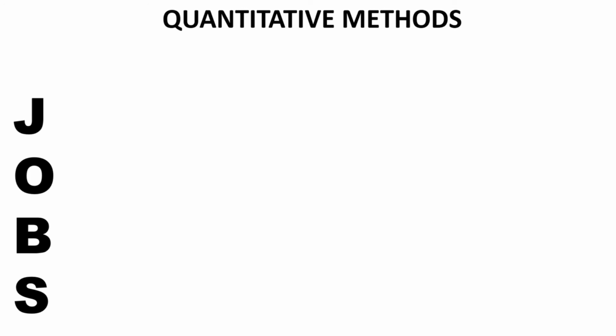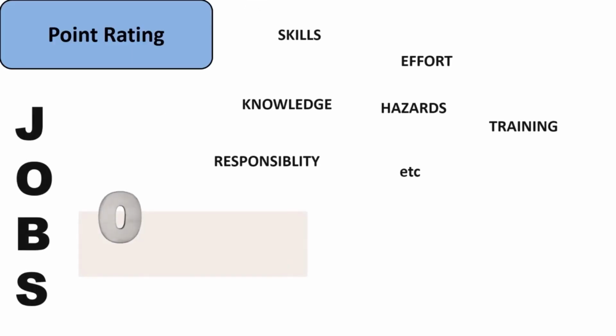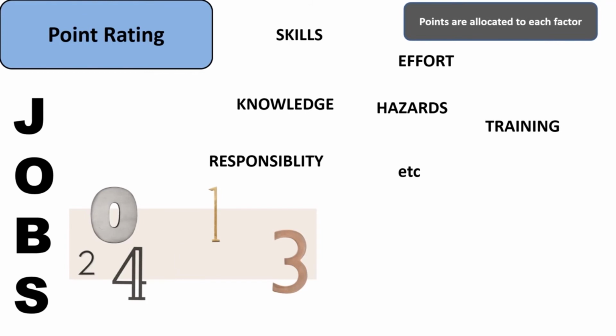Now, in the case of quantitative methods, the key factors of a job are selected and then measured. Now, point rating is one of the quantitative methods. Under this, jobs are broken down based on various identifiable factors such as skill, effort, training, knowledge, hazards, responsibility, etc. And thereafter, points are allocated to each of these factors.